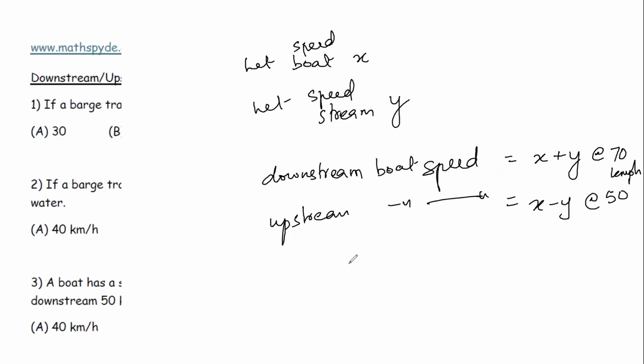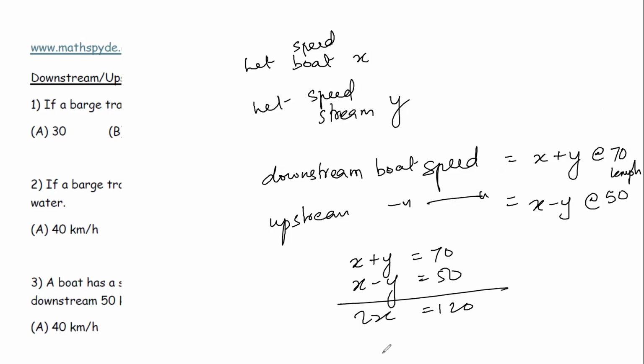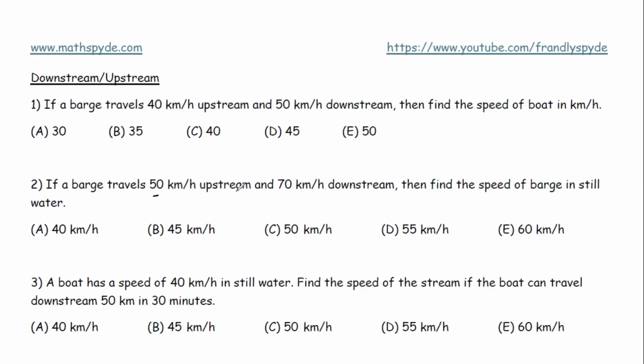Now we have to find the speed of the barge in still water. So x plus y is equal to 70, x minus y is equal to 50. Add them up, you get 2x is equal to 120, x is equal to 60 kilometers per hour, right? It is 50 and 70, and we have 60 as the answer. Easy. The first one was 45. Moving on to the third question.